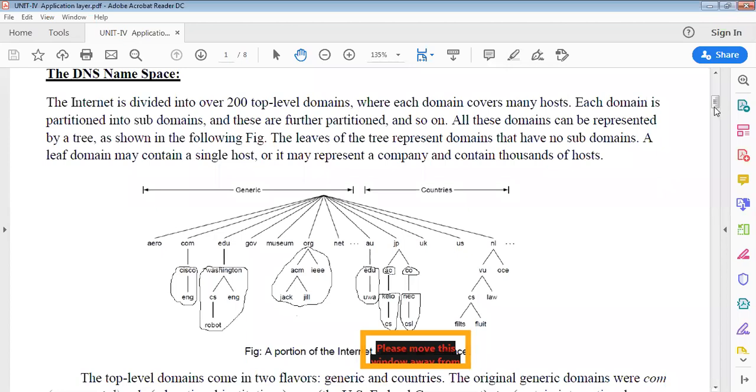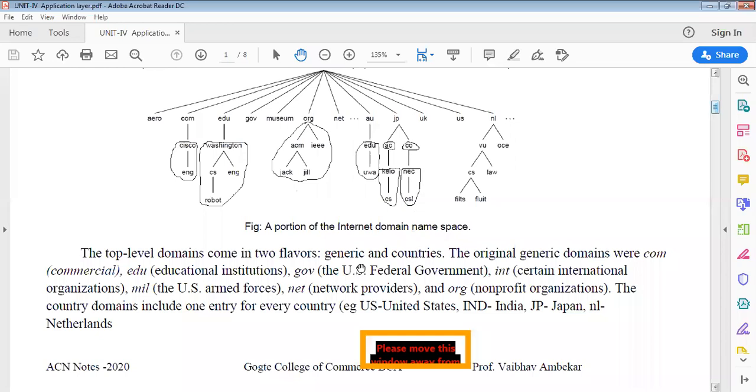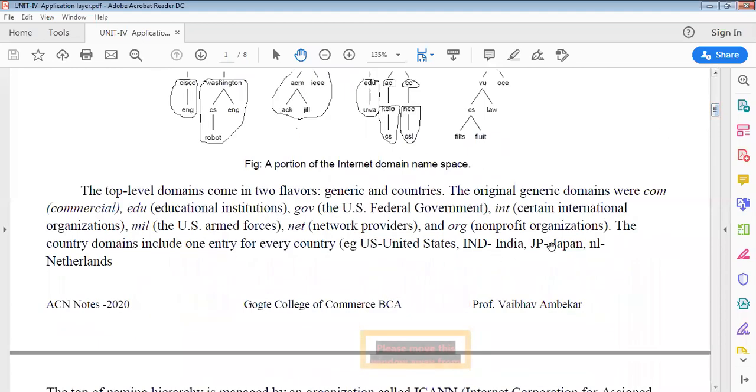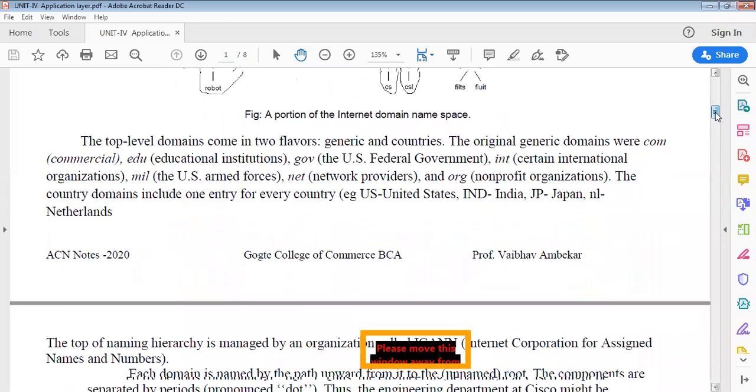The top level domains come in two flavors. We already discussed that: generic and countries. The original generic domains were commercial, education, and so on. So we can search it, and you will get US federal and so on. Also we can have domain names, one generic and one for the country. Every country will have its own, like .in for India, JP for Japan, and UK for United Kingdom, and so on.